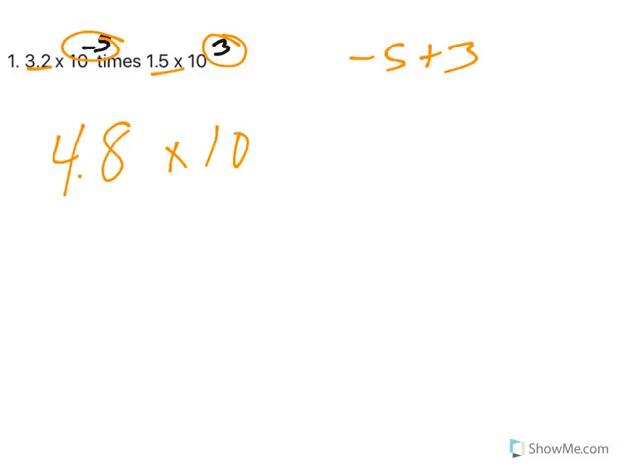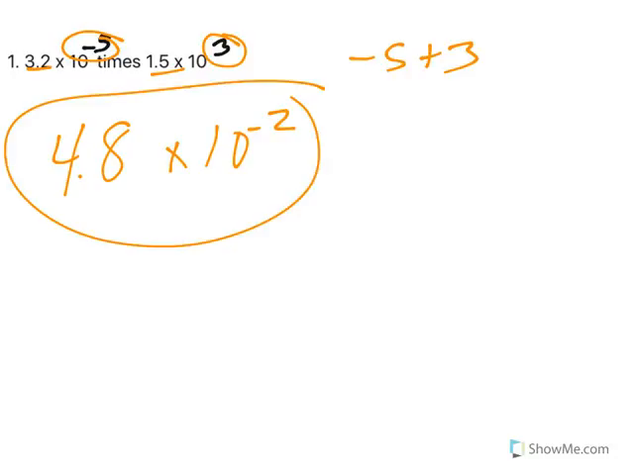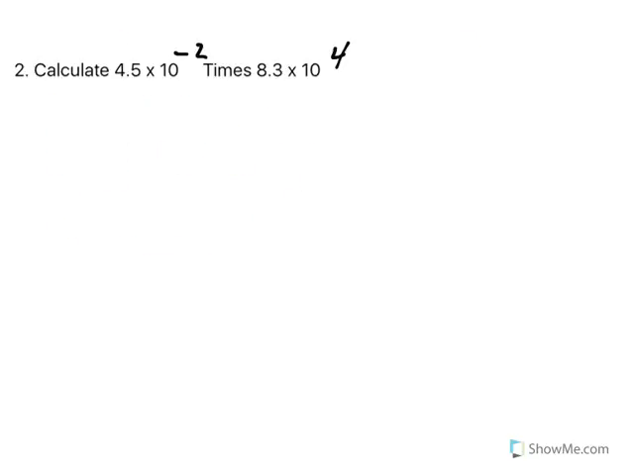Let's do some practice with scientific notation and some per capita. So first we're just going to do some scientific notation problems, and in this one we're multiplying. So 3.2 times 1.5 gives us 4.8. And recall, when you multiply same base, you add the exponents. So negative 5 plus 3 gives us an exponent of negative 2. Scientific notation because the first number is between 1 and 10.